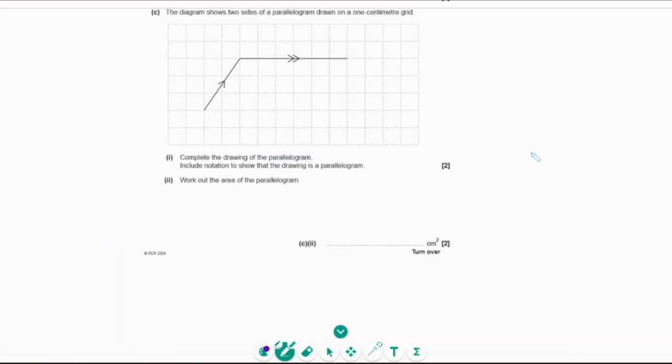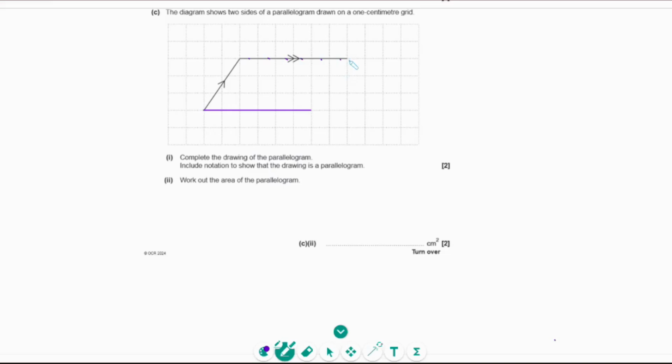Part C. The diagram shows 2 sides of a parallelogram drawn on a 1 centimetre grid. Complete the drawing of the parallelogram. So the parallelogram has 4 sides. Opposite lengths are the same size in the parallelogram. So I know this bottom length is going to be 1, 2, 3, 4, 5, 6 centimetres long. Let me use a ruler for this. 1, 2, 3, 4, 5, 6.